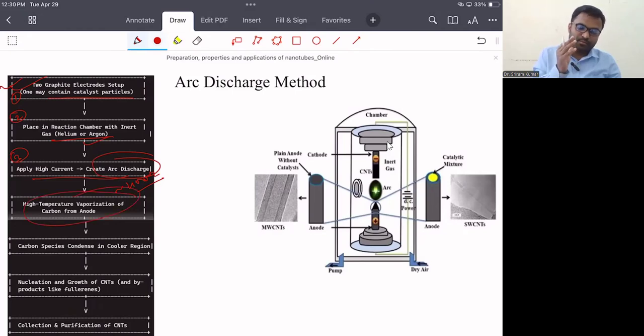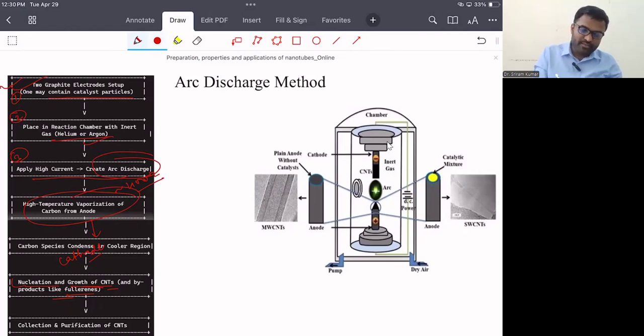And that vaporized carbon atoms from the anode get condensed on the cathode surface. Once we reach a critical concentration, the nucleation process starts, and once nucleation is achieved, the growth of the CNT starts. Here the type of CNT depends on the kind of catalyst we use.